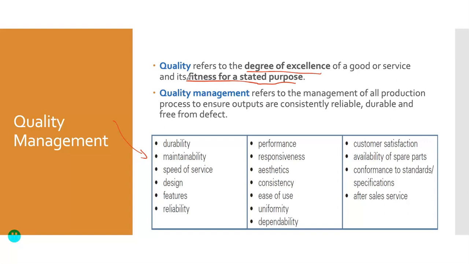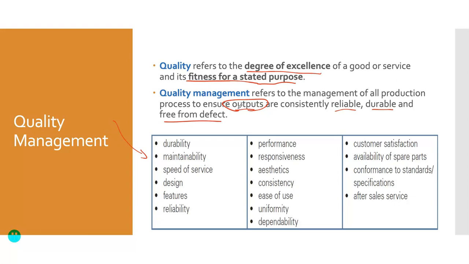Now, in terms of quality management, it is integral to the reputation and profitability of a business. Quality management refers to the management of all production processes to make sure its outputs are consistently reliable, durable, and free from defects. So we are trying to make sure the output, which is ultimately the good or service that goes to a customer, is of a high quality, reliable, durable, and free from defects.